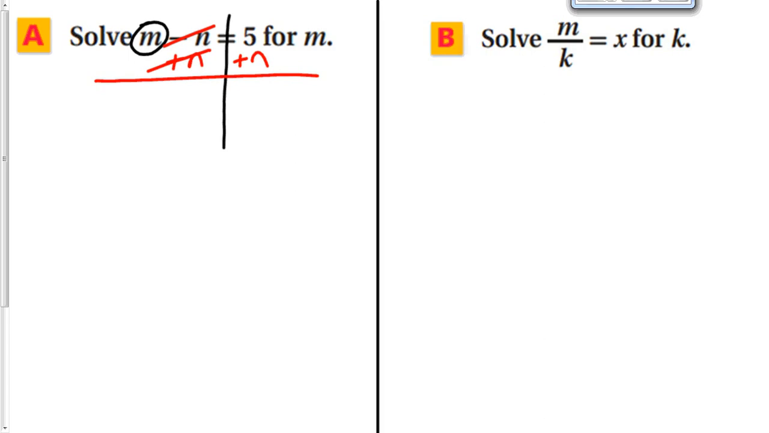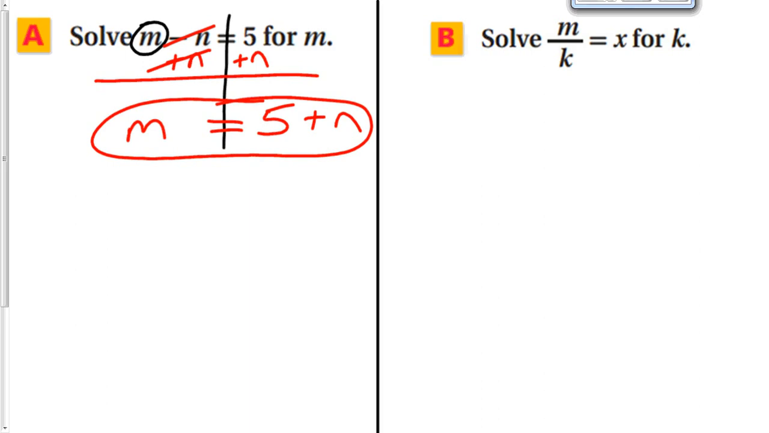Sorry about that. So we add n to negative n, and they cancel out. So we're left with m. We've isolated m, which is what we wanted to do. And on the right side, we're left with 5 plus n, or n plus 5, doesn't really matter. Either way, we solve for it. m equals 5 plus n.